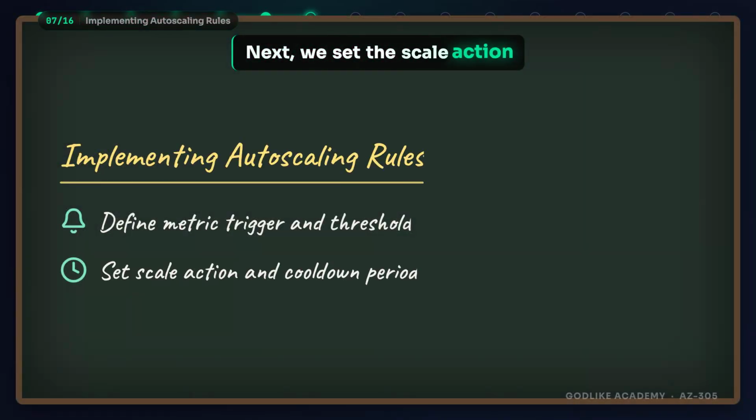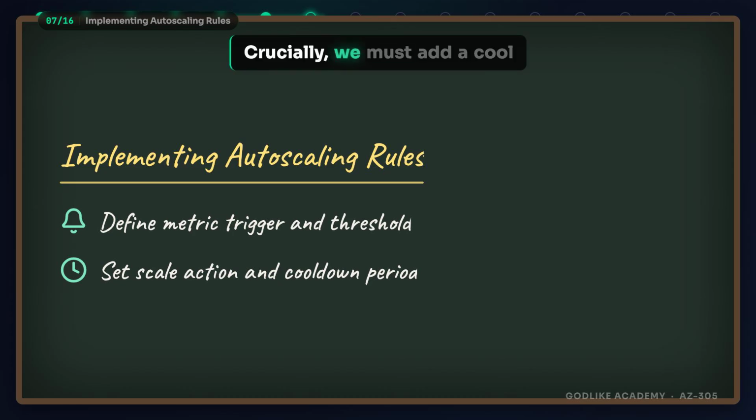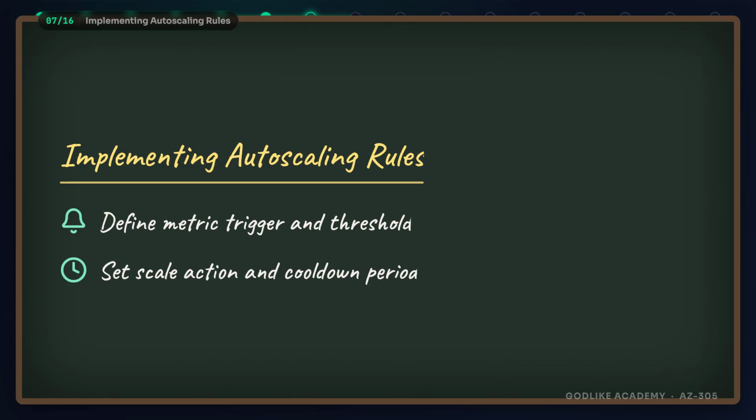Next, we set the scale action and configure the cooldown. The action defines whether we scale out or scale in and by how many instances. Crucially, we must add a cooldown period to prevent flapping. Without a cooldown, rapid threshold crossings can cause the system to constantly add and remove VMs, wasting resources and risking instability. A standard 300-second cooldown gives each new instance time to warm up properly.